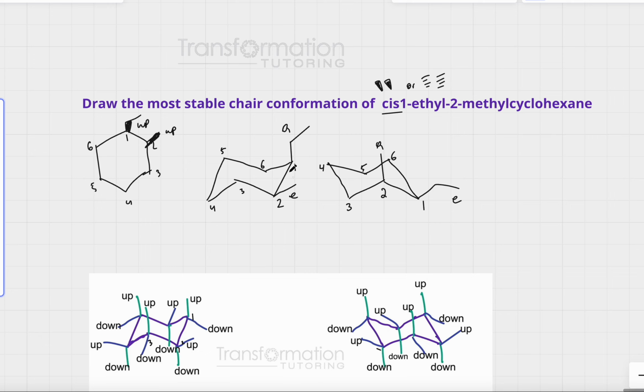How do I figure out which chair is most stable? Generally, groups want to be in equatorial positions. Equatorial positions are more stable. In this problem, I have 1 group axial and 1 group equatorial in both chairs. So what do I do?